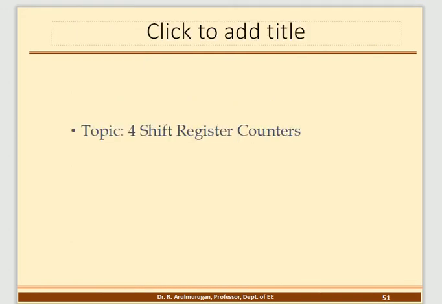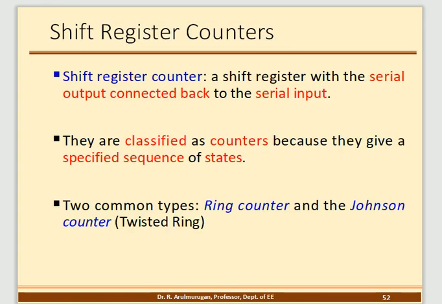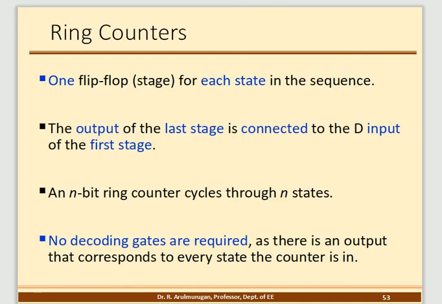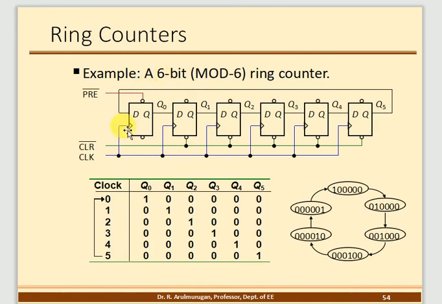Then the shift register counters. There are two: one is the ring counter, and another is the twisted ring counter, also called the Johnson counter. So what is a ring counter? In a ring counter, the first output is the second input, the second output is the third input, and so on, until the sixth output goes to the first input.